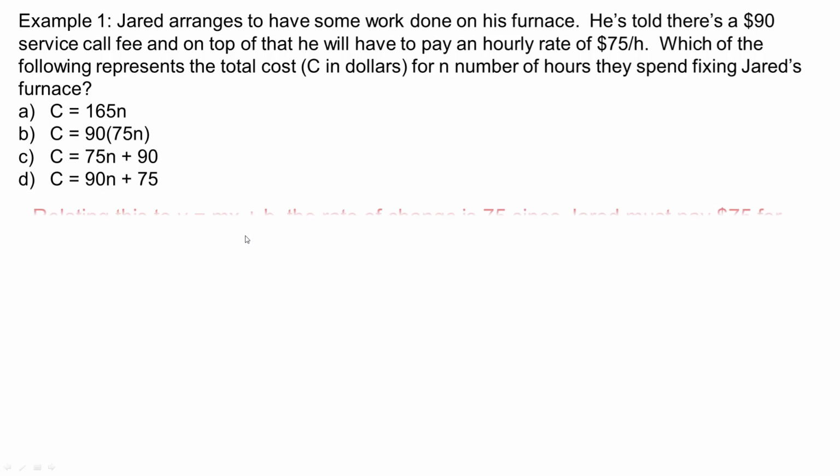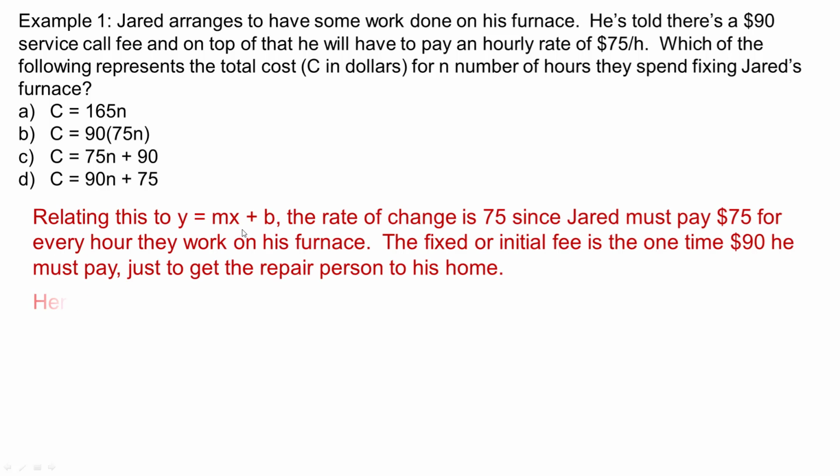So first of all, relating this to y equals mx plus b, the rate of change is $75 per hour. When it says an hourly rate is $75 per hour, that's the rate of change. Rate of change tells you the rate at which something is changing. The fixed fee, or the initial fee, would be the $90 one-time fee that you pay. When you have somebody come to your house, it doesn't matter whether they work an hour or 8 or 9 or 10 hours, if there's a service call fee, you pay that once. The hourly fee, you pay some amount per hour.